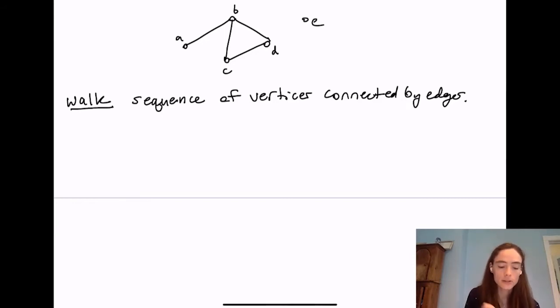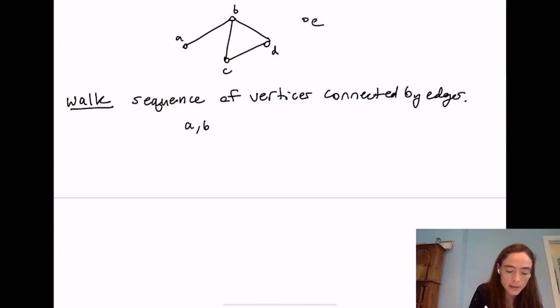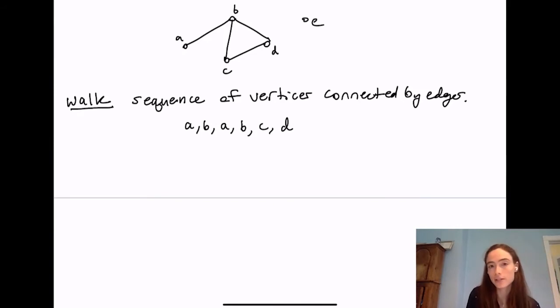So, for example, A, B, C, D defines a walk on this example graph. And how you can think of a walk is if you start at any vertex on a graph and then follow edges, you're defining a walk. So for the one we just wrote, we go from A to B, then from B to A, then from A to B, then from B to C, and then from C to D. So that's a walk on the graph.